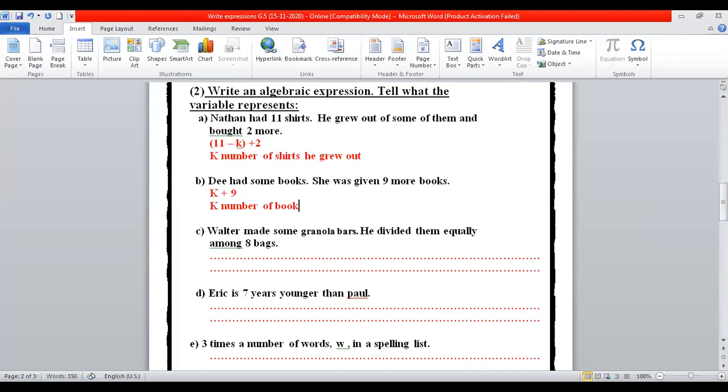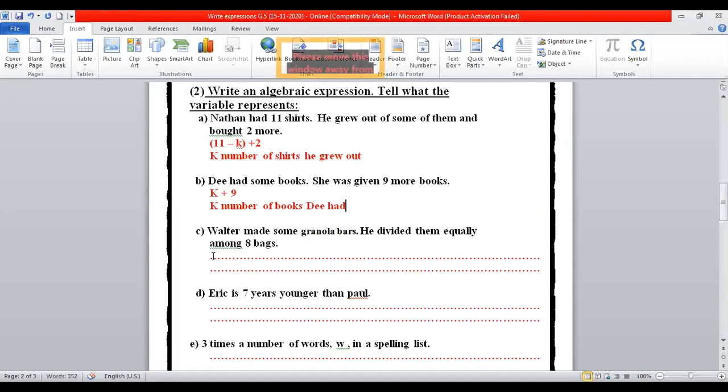Use any letter as you like. Use any letter in the place you have an unknown number. Here, D had some books. I don't know how many books here. We put a letter in this place. Number of books D had.